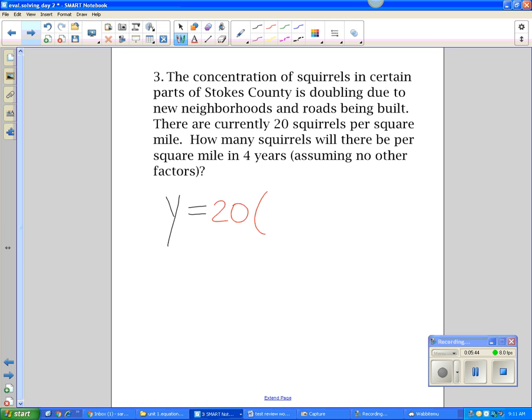So right here, the concentration of squirrels in certain parts of Stokes County is doubling. Everybody circle that word on their paper, doubling. Monica, what does double mean to do? By 2. So you just put a times 2 here. So parentheses mean times, so you just put a 2 to the x. Okay? Andrea, what's the question asking?